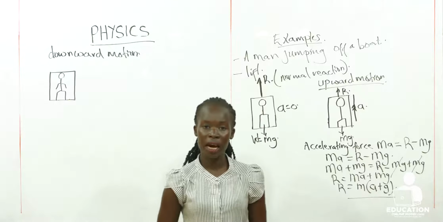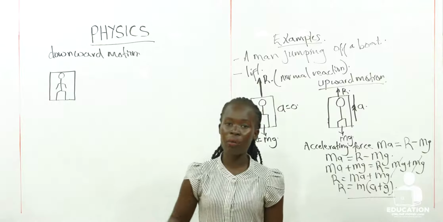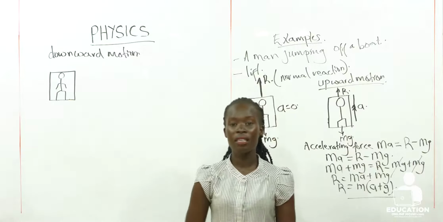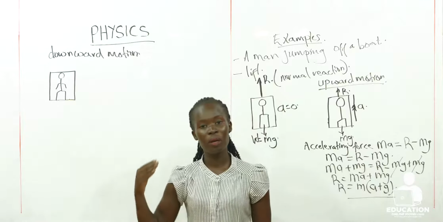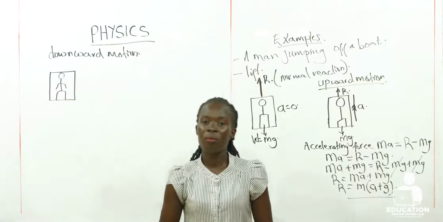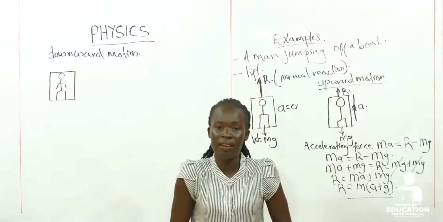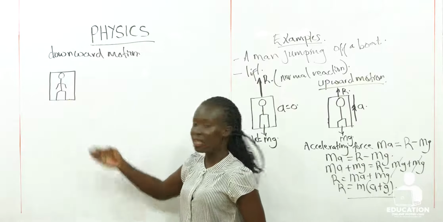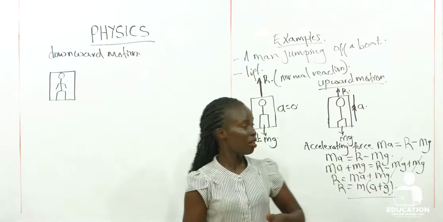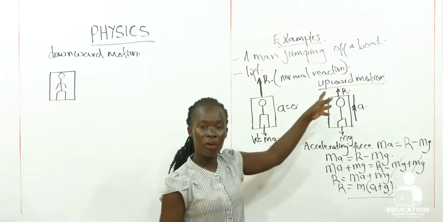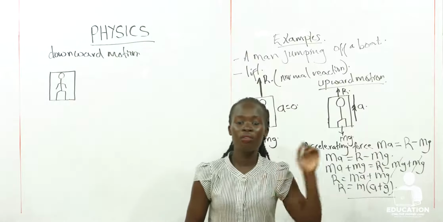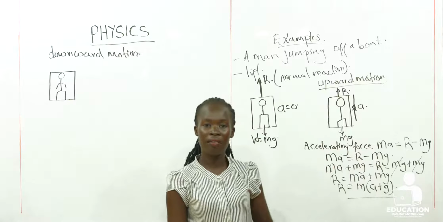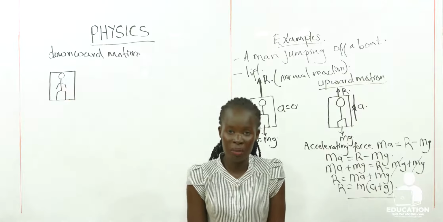What else do we have? We say that it is the downward motion. That means that our lift is going to be moving. So we also have the accelerating force. When it is coming down, it has three forces, just the same way as when it is going upwards. But then how are these forces behaving? What direction will they be taking?